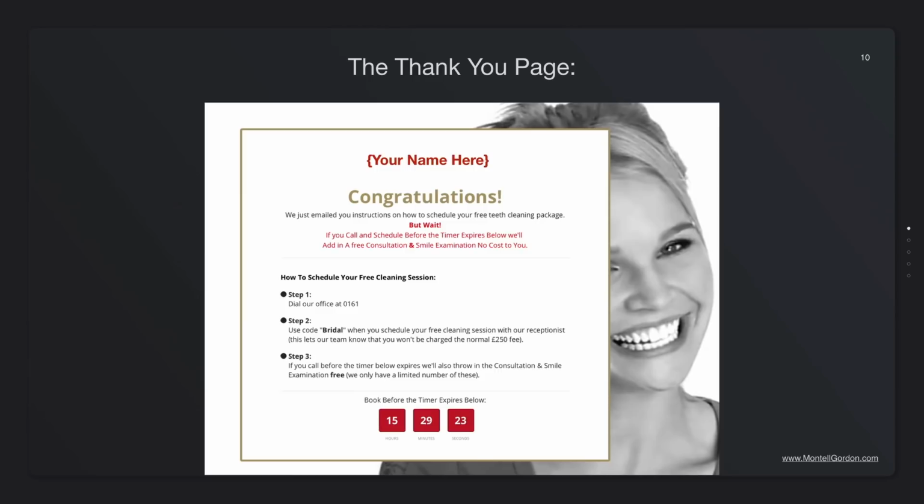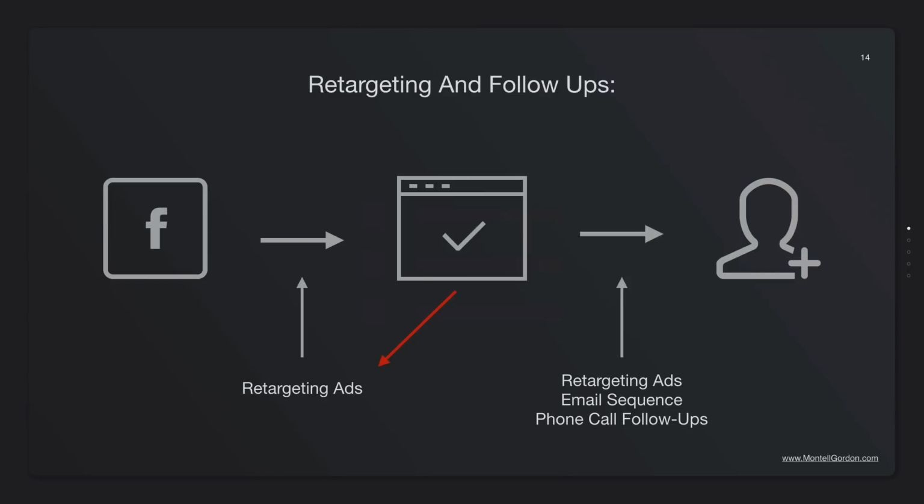Also, just want to go back here. There will be a Google Maps section below this page. So below this golden box here, there's a Google Maps section directing them exactly to the dental practice, so there is no confusion whatsoever. So again, this is just a quick overview on how the whole system works. Facebook ad to landing page to new lead to patient.